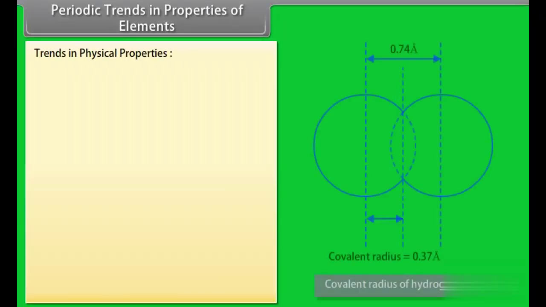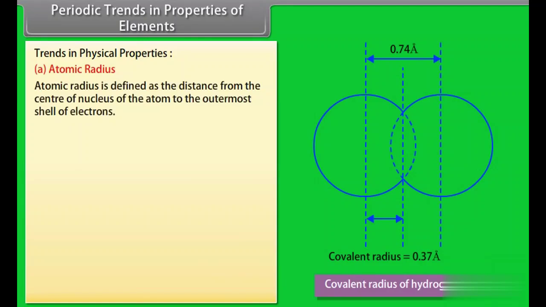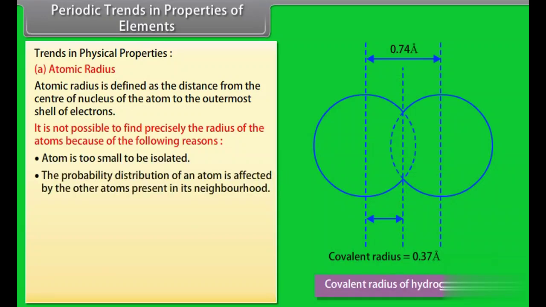Periodic trends in properties of elements. Trends in physical properties. A. Atomic radius. Atomic radius is defined as the distance from the center of the nucleus of the atom to the outermost shell of electrons. It is not possible to find precisely the radius of atoms because of the following reasons. Atom is too small to be isolated. The probability distribution of an atom is affected by the other atoms present in its neighborhood. Size of an atom also changes from one bonding state to another.